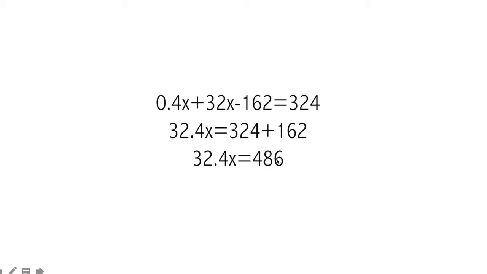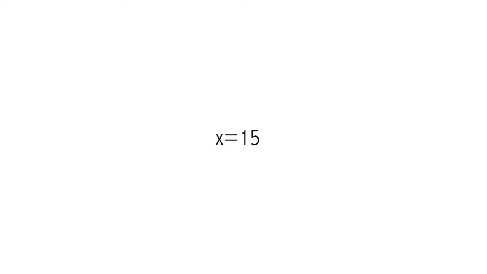That is 486. Now at this point we want to isolate the x, so we would divide both sides by 32.4. Dividing both sides by 32.4, we would get x equal to 15.